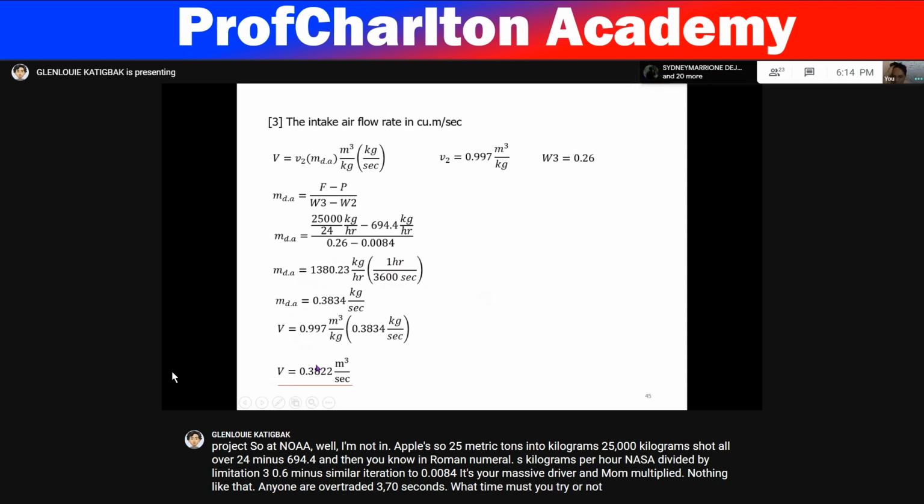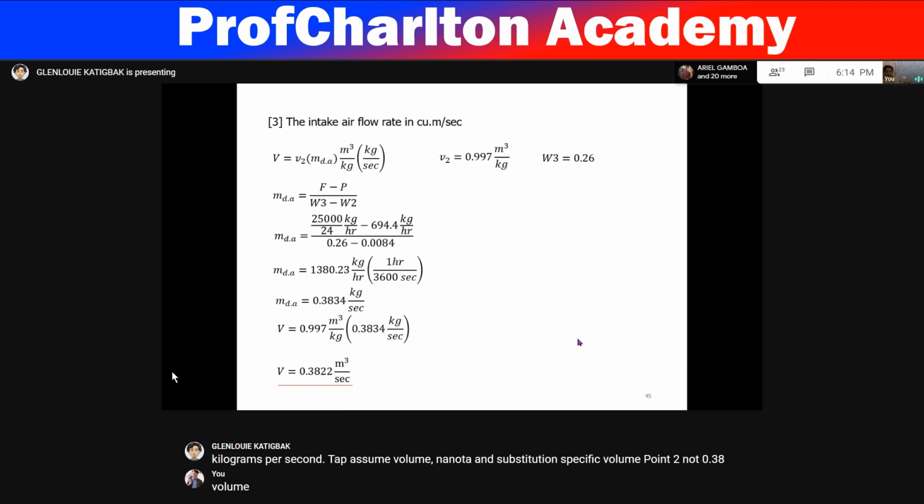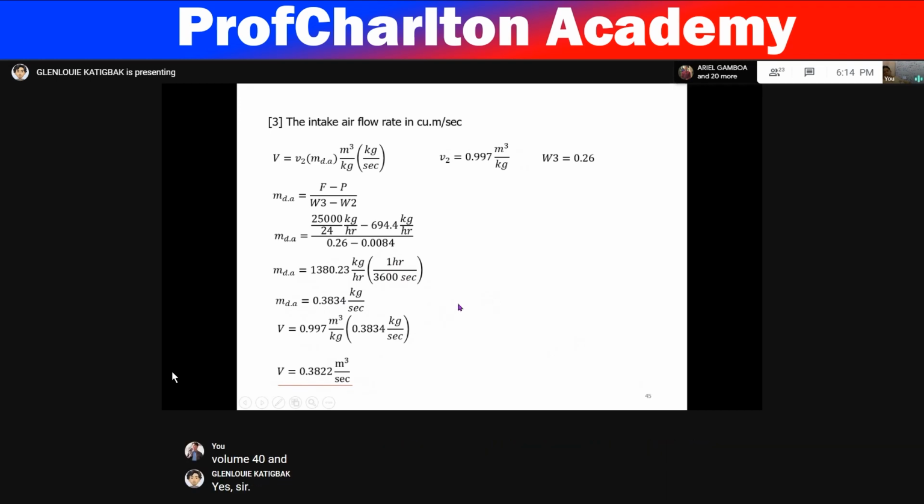Tapos, yung volume na natin, substitute na lang natin yung value ng mass of dry air tsaka itong specific volume, 0.997. Makakakuha tayo ng volume natin, 0.3822 cubic meters per second. Volume flow rate yan ng air. Di ba? Yes, sir. Pumapasok. Volume flow rate kasi volume per time. Rate kasi. Flow rate eh.